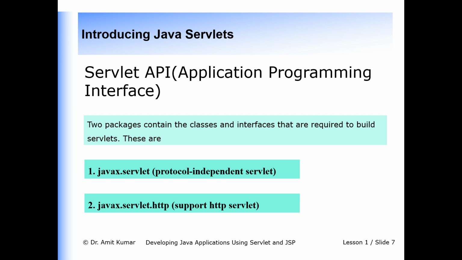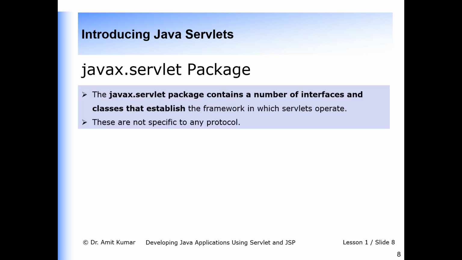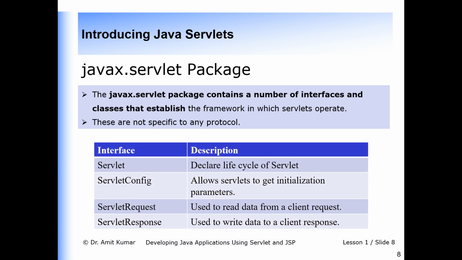You may be wondering what a generic and an HTTP servlet are. I will explain them later in the next session in detail: what is the difference between generic servlets and HTTP servlets. Now let me jump to the APIs of the servlets, and the first API is the javax.servlet package. The javax.servlet package contains a number of interfaces and classes that establish the framework in which servlets operate, or we can say these packages are not specific to any protocol.